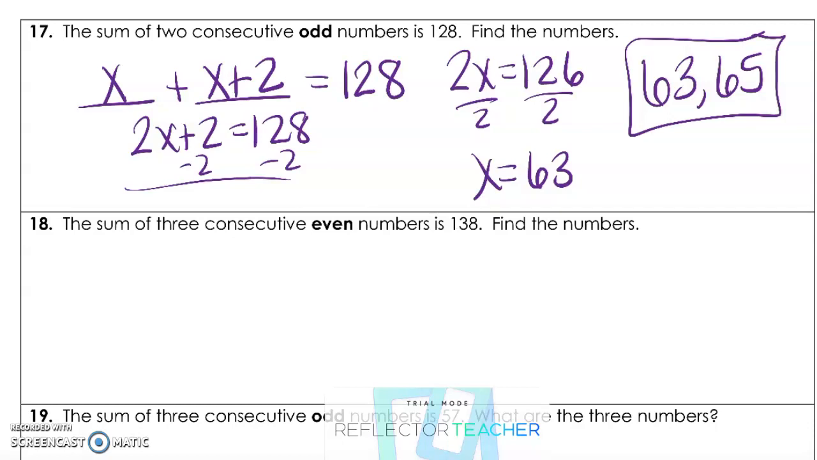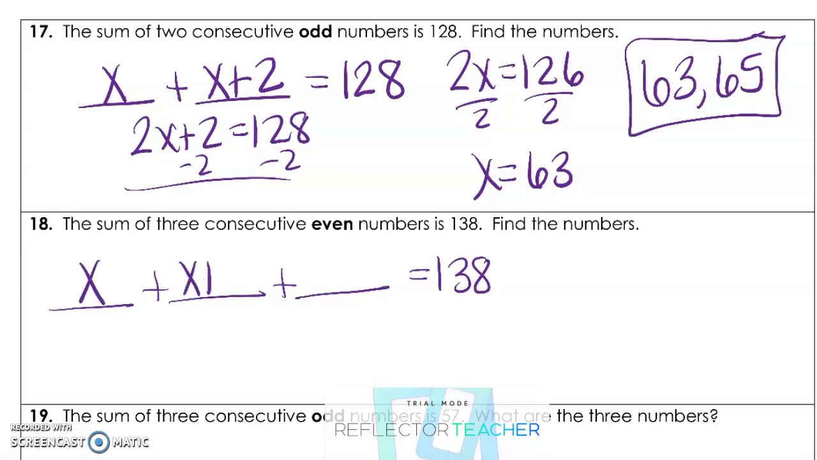18, the sum of three consecutive even numbers. So 1, 2, 3 is 138. So our first one, 2 away to get the next even one, and then 4. So it always goes back to the first one. So it's 4 more than the first one or 2 more from the second one, however you want to think of it.